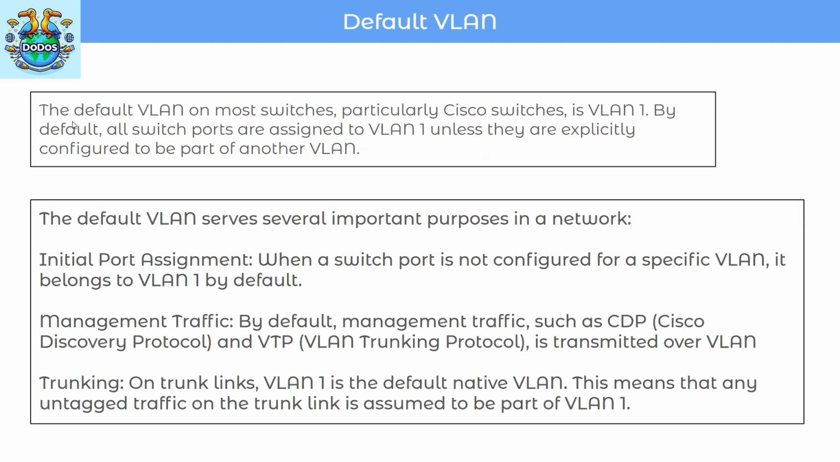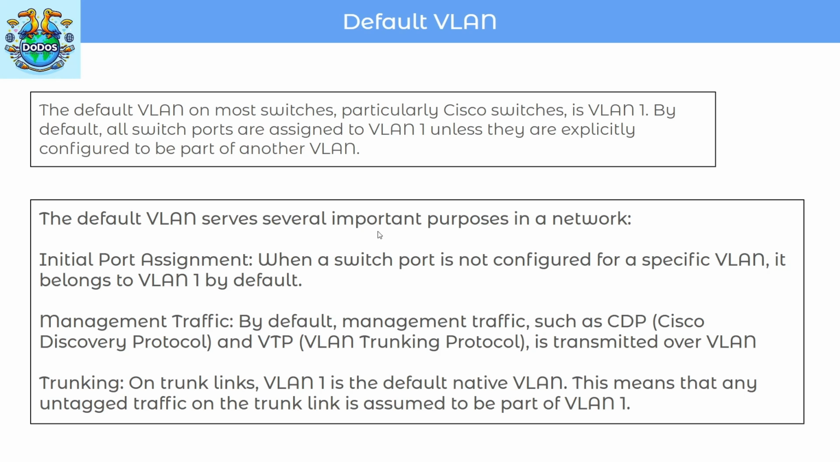So, default VLAN. The default VLAN on most switches, particularly Cisco switches, is VLAN 1. By default, all switch ports are assigned to VLAN 1, unless they are explicitly configured to be a part of another VLAN. So remember, the default VLAN is VLAN 1 unless it's changed.